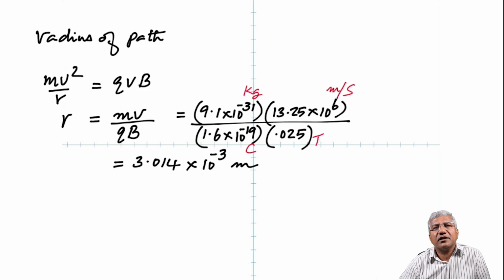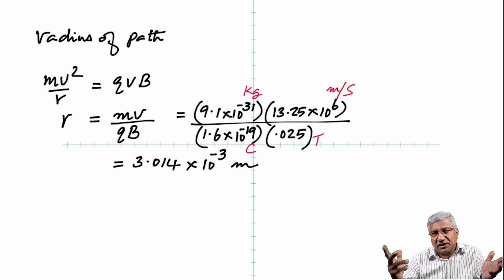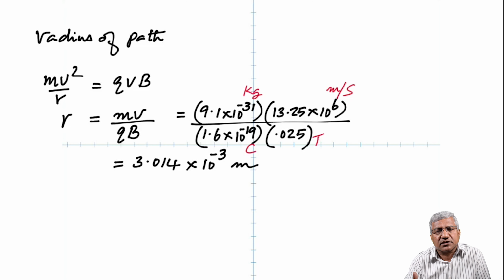Could we find the time period? That means the time taken to complete one rotation? Yes. How? It's the circumference over velocity, because time is distance divided by velocity.